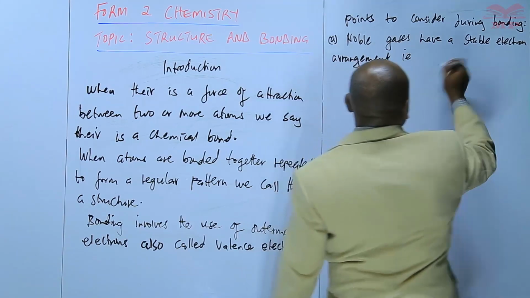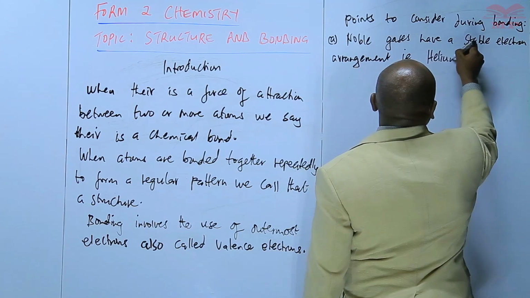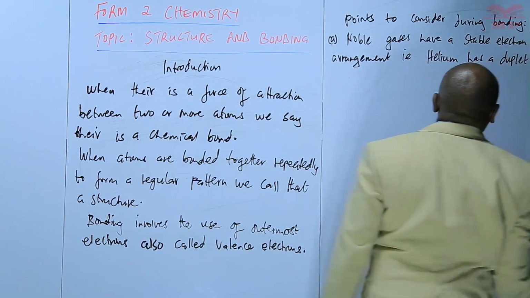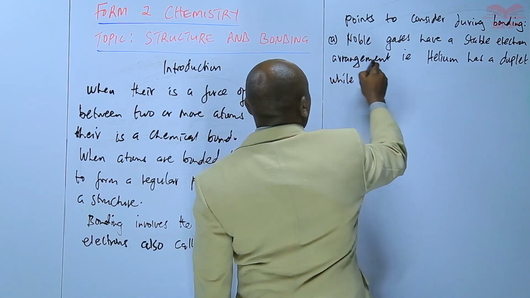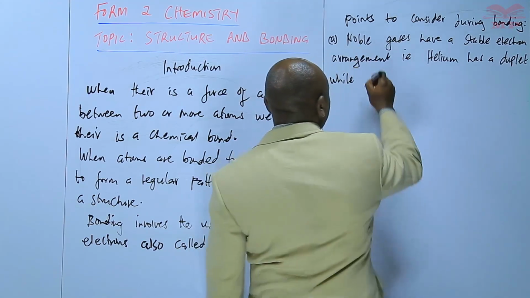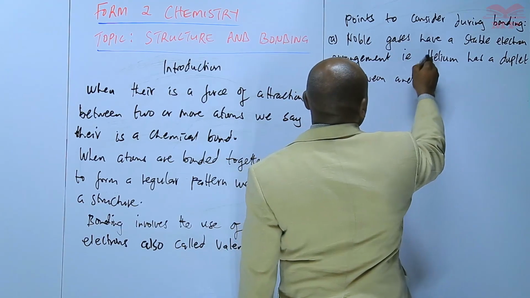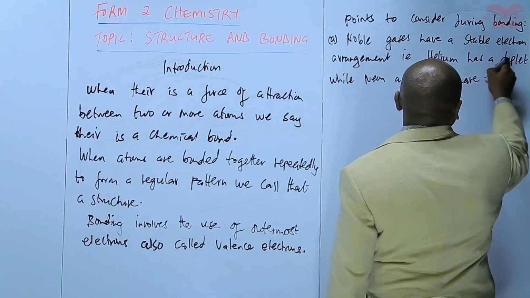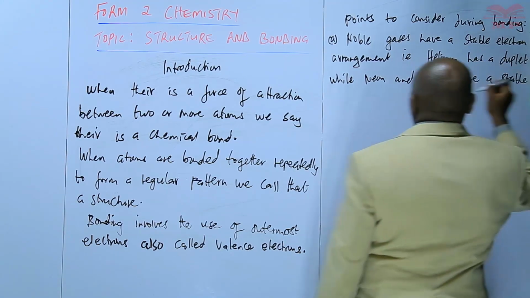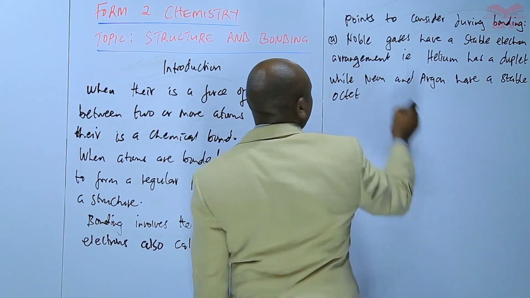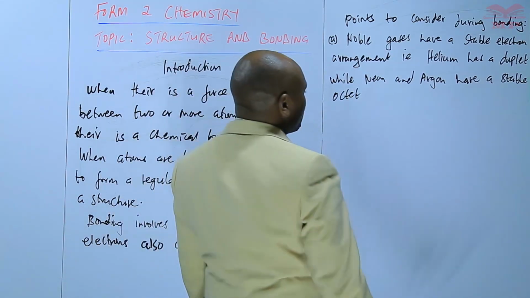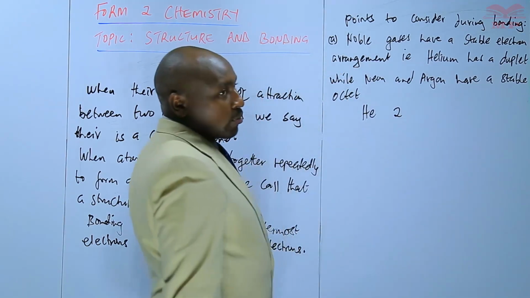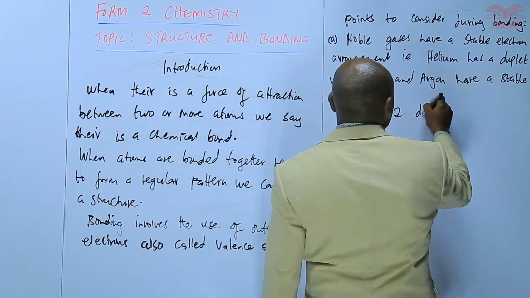For example, helium has a duplet, while neon and argon have a stable octet. A duplet is whereby, for example, we have helium. It has 2 electrons and it is stable. So this is what we call a duplet.